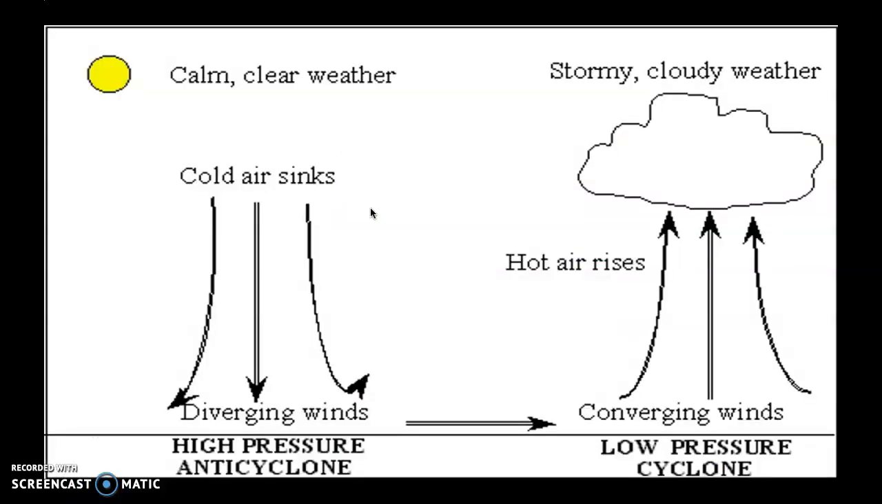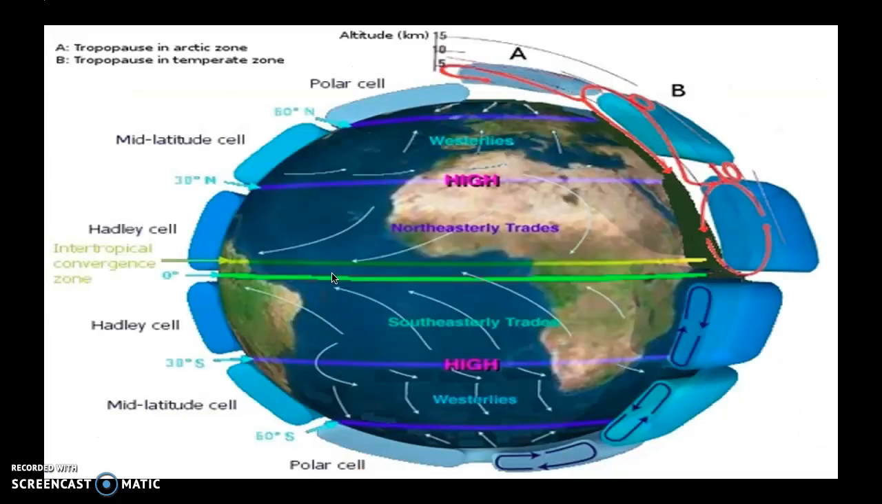In a high pressure system, the air flows outward, so it makes the air come down and you get calm, clear weather. In a low pressure one, the wind goes inward, so it rises and it makes it unstable. This is where you get your tornadoes, your bad weather. A high pressure is an anticyclone, and a low pressure is a cyclone.